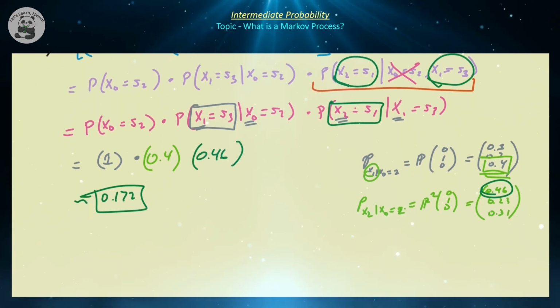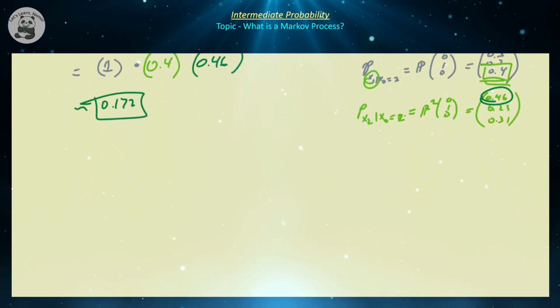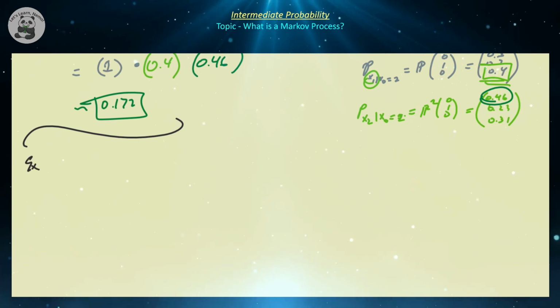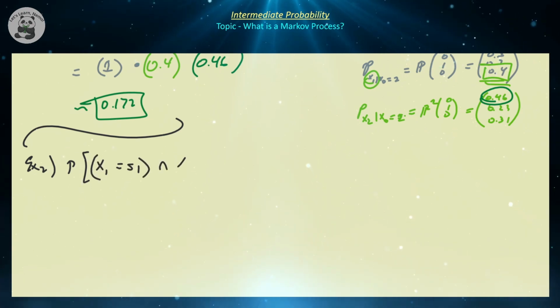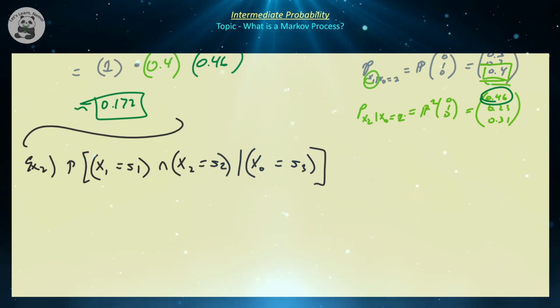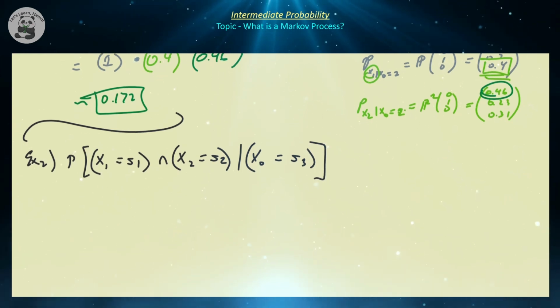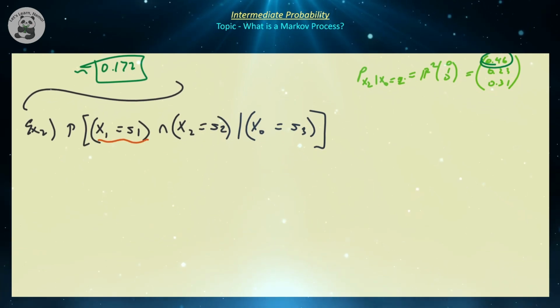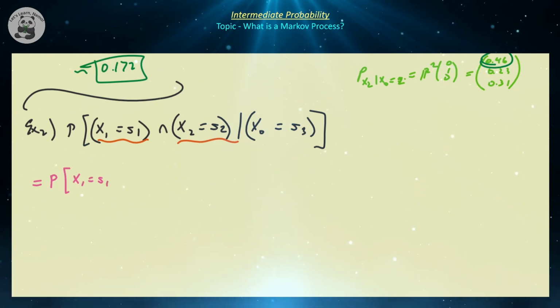0.172. All right, so let's do just another example just to make sure you can find probabilities with stochastic processes that are Markovian. So what's the probability that x1 is equal to s1 and x2 is equal to s2 provided that x0 was equal to s3? So we have a different initial condition. All right, so how are we going to find this? So we need the distribution of x1 and the distribution of x2, because keep in mind, this is just going to be equal to the probability of x1 is equal to s1, provided that x0 is equal to s3.